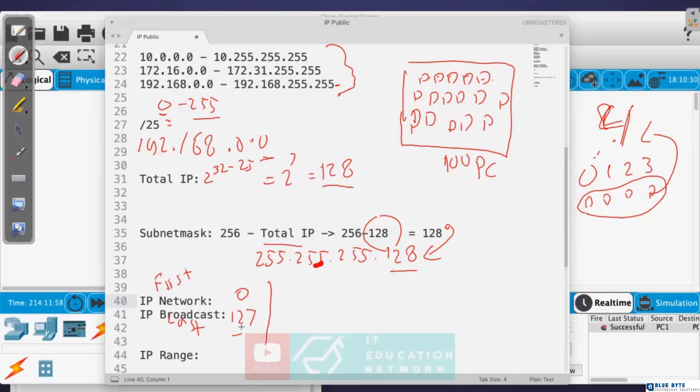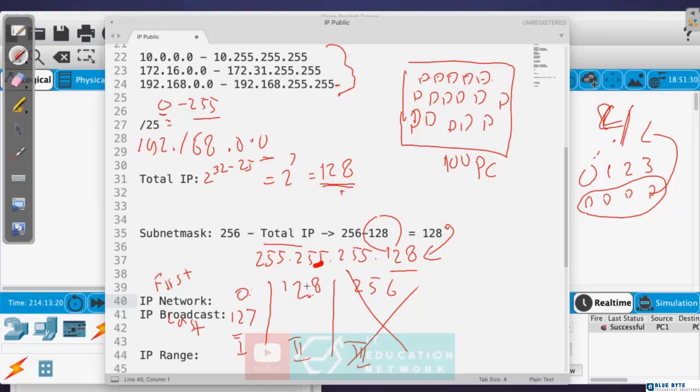To calculate the next block subnet, we can add 0 to the total IP. So, 0 plus 128 is 128. This is for the second block subnet. To calculate the next block subnet again, we can add this 128 to the total IP again. So 128 plus 128 is 256. But this is impossible, right? Because the numbers in IP address are only between 0 until 255. So if we have reached 256 like this, we can stop. Because it is impossible to have a next block subnet.